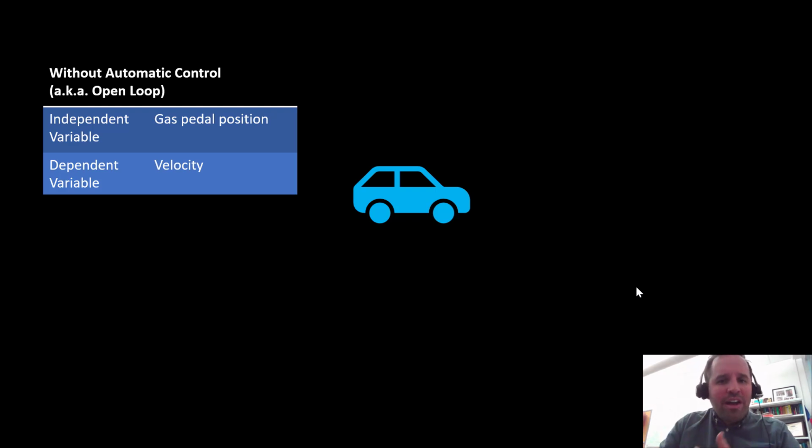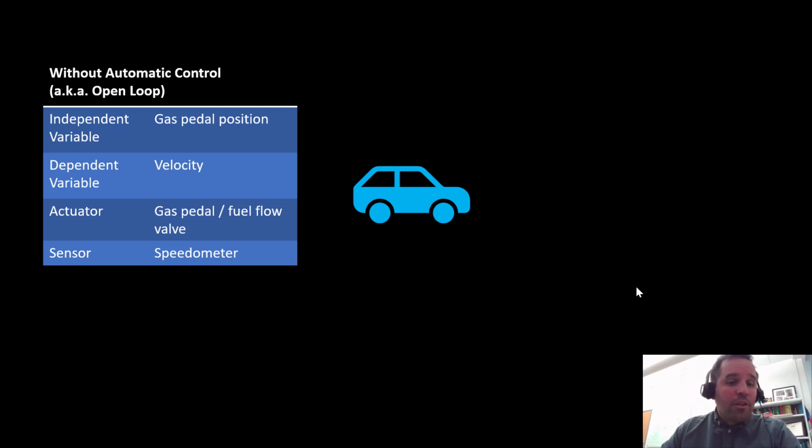As a human, you're sort of acting as a human controller, where hopefully you are maintaining a steady position on the gas pedal and the fuel valve, and then your car is going at the speed that you want, but you would make adjustments in real time. But physically, this is an open loop system without automatic control.